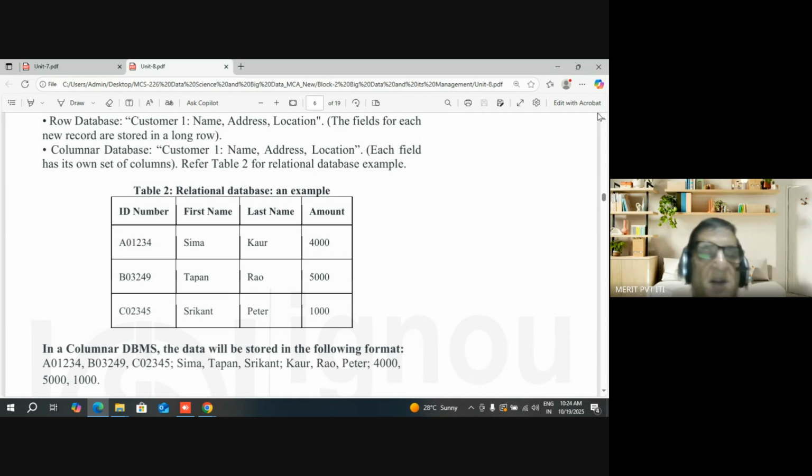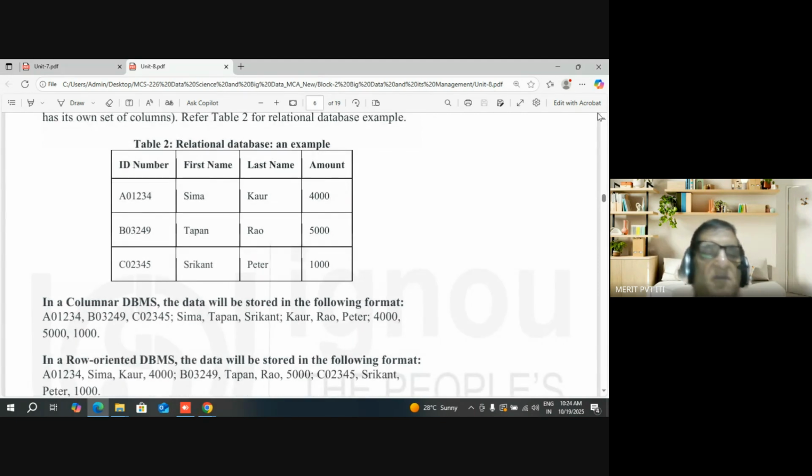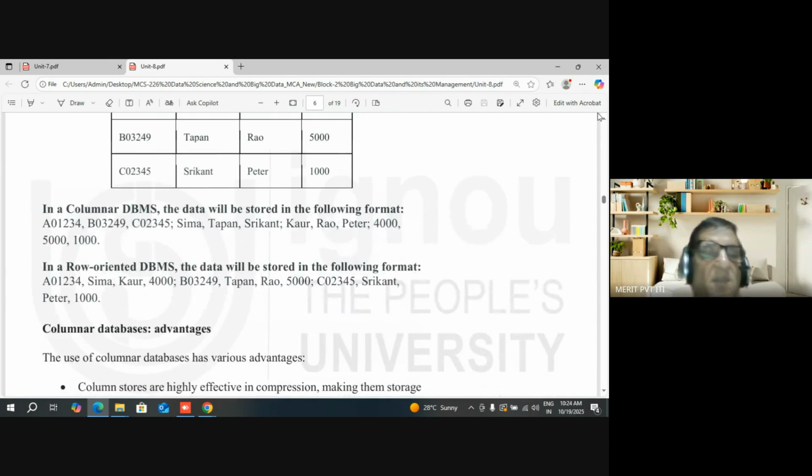In a columnar database, the data will be stored in the following format. This is the format. In a row, this is Sima Core, this is Tapan Roy, and all that.